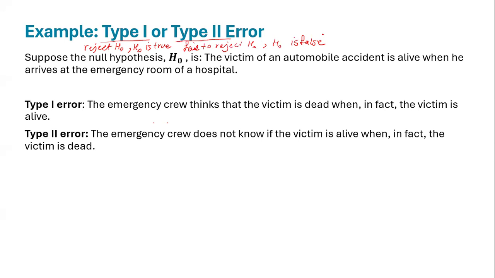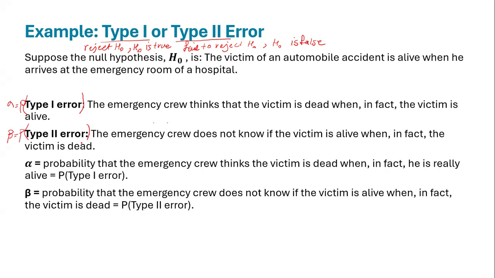And alpha is the probability of type 1 error. Beta is the probability of type 2 error. And which one has more consequences in this case, type 1 or type 2? If the emergency crew thinks that the victim is dead when the victim is actually alive, they don't do anything to save him. But if the emergency crew thinks that he's alive when in fact he's dead, they may do something, however the victim is dead. So in this case, the type 1 error has more consequences.